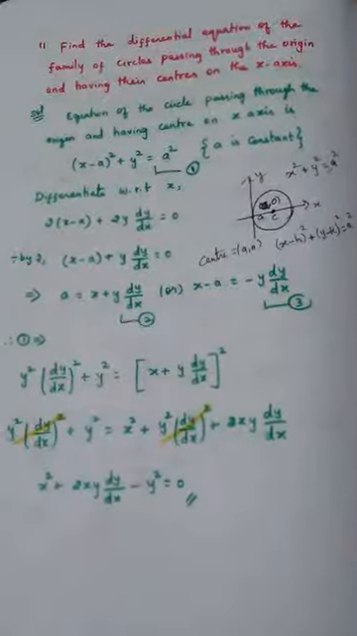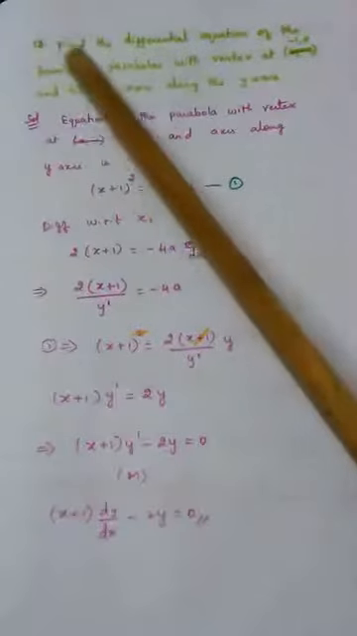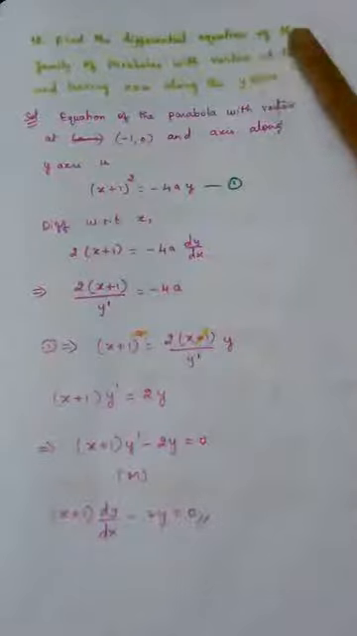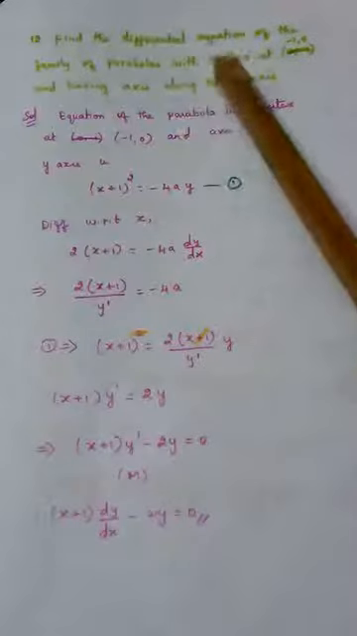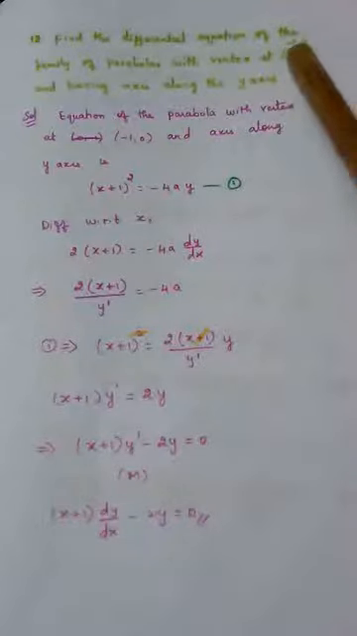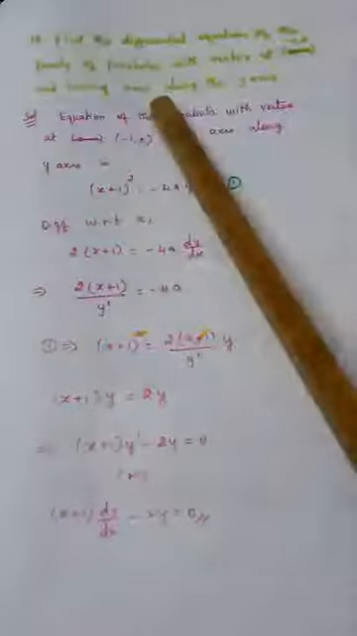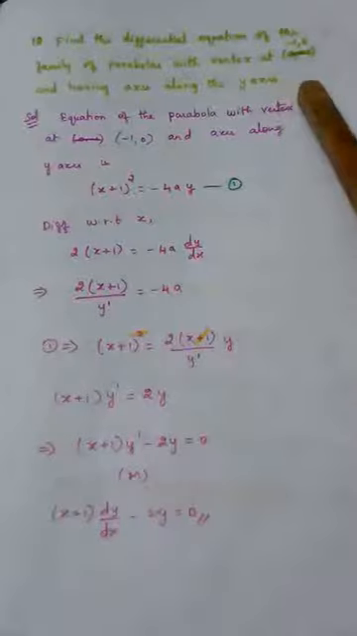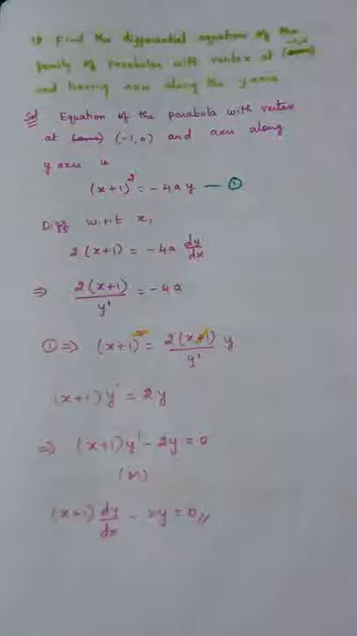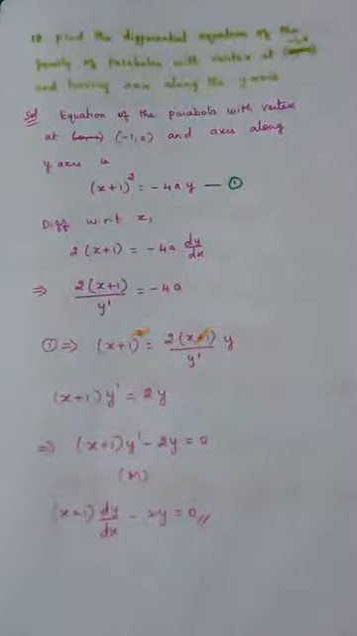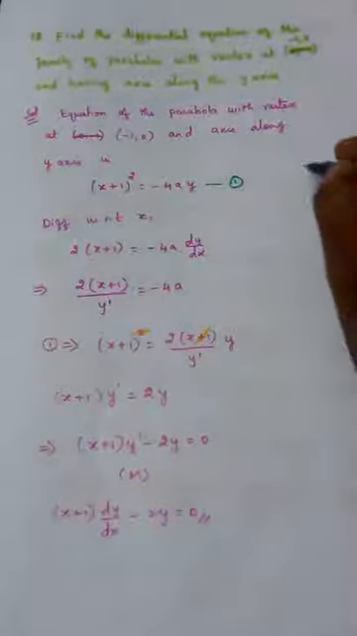Problem number 12. Find the differential equation of the family of parabolas with vertex at (-1, 0) and having axis along the y-axis. So from the given data, we need to frame a differential equation of the family of parabolas with vertex at (-1, 0).